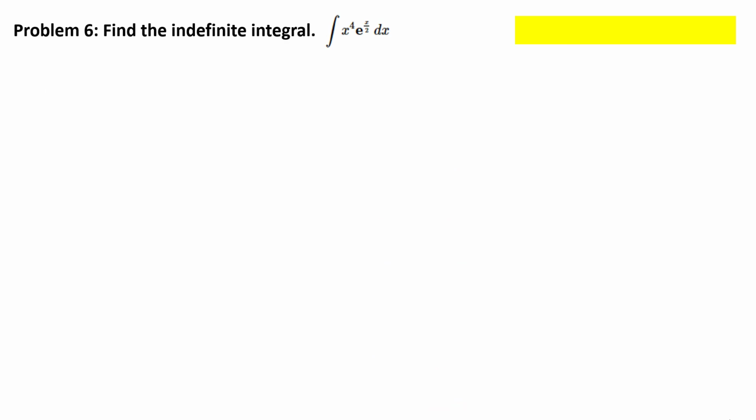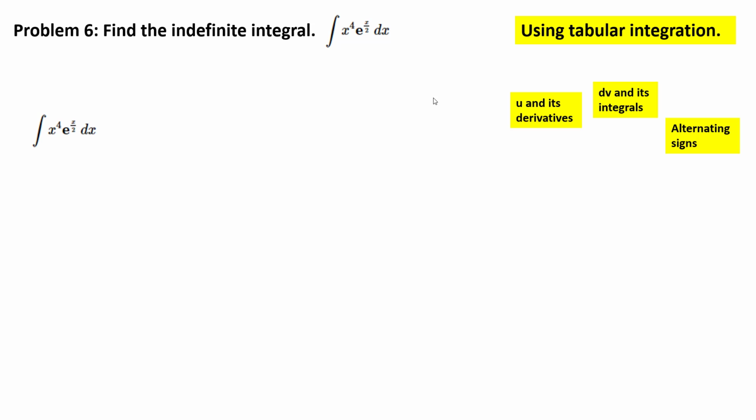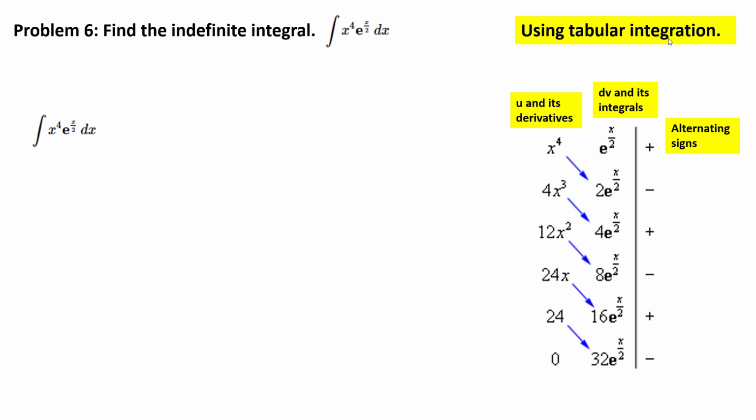Problem 6, find the indefinite integral of x to the 4th times e to the x over 2 dx. So judging from problem 2, we're going to have to do integration by parts 4 times. Let's say we don't want to do that. Let's use our tabular method. So u and its derivatives, dv and its integrals, and then alternating signs. U and its derivatives: x to the 4th, 4x cubed, 12x squared, 24x, 24, and then 0. You stop when you get 0.